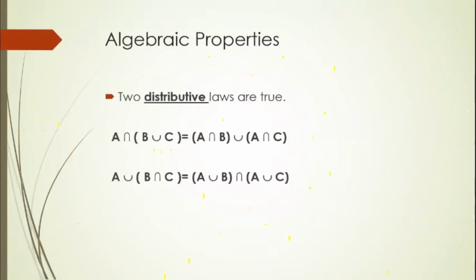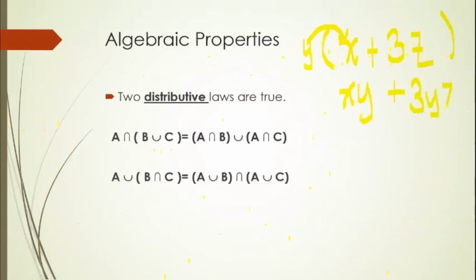And the third is the distributive law. In algebra, let's say, for example, y multiplied to x plus 3z. When we distribute, we multiply y to all the elements inside the parentheses. So that would be xy plus y times 3z, that would be 3yz.